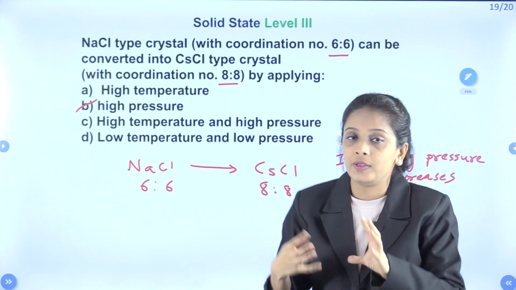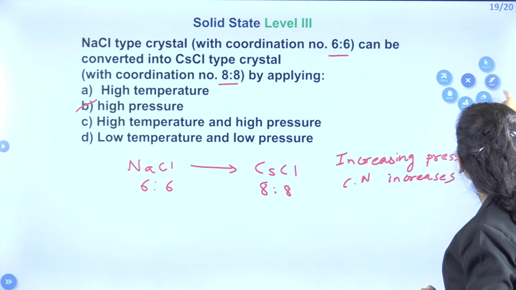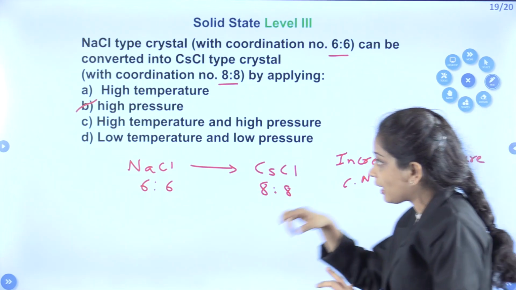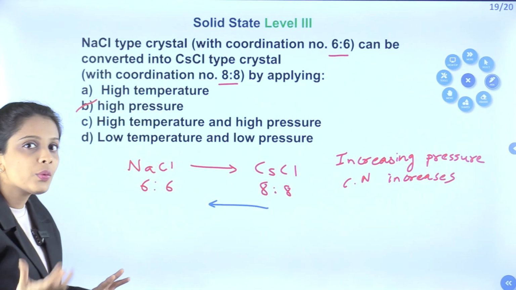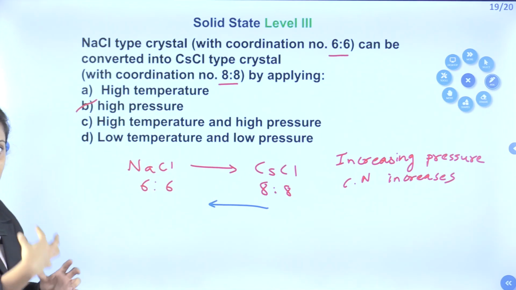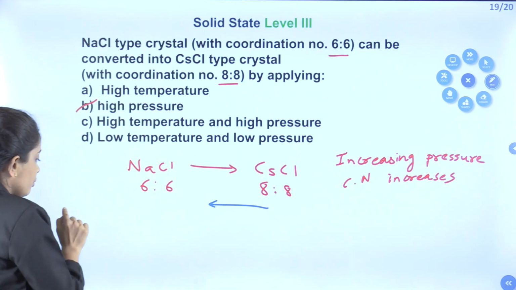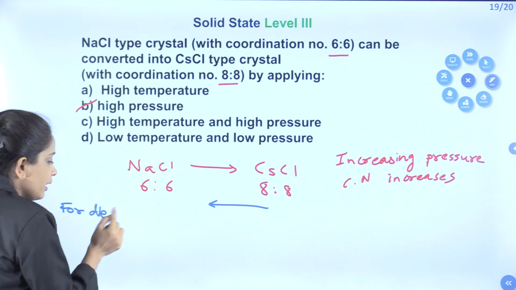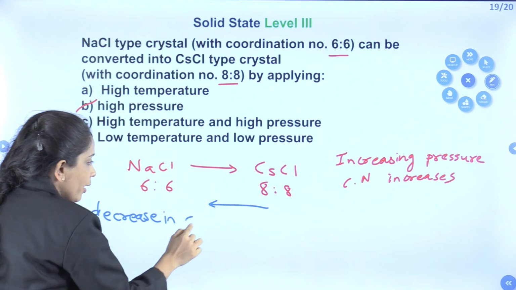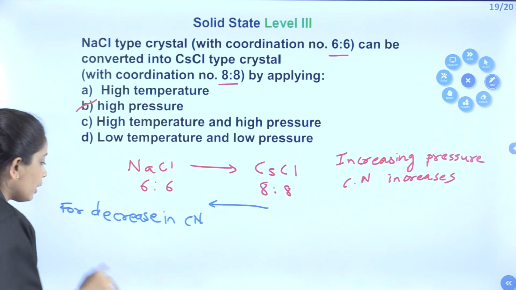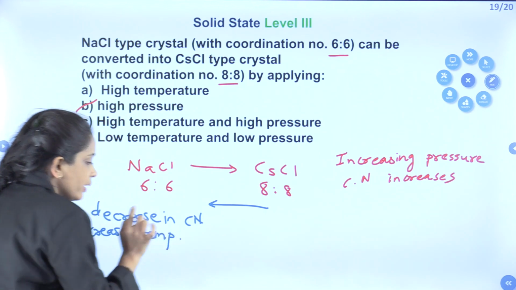But what if in the exam they have asked the reverse of it? Suppose in the exam they have asked you to convert cesium chloride into NaCl, means what are we doing? We are decreasing the coordination number. Yes or no? From 8 we are decreasing it to 6. So for a decrease in coordination number, what will you do? You are going to increase the temperature. Okay, I am hoping this much part is very clear.